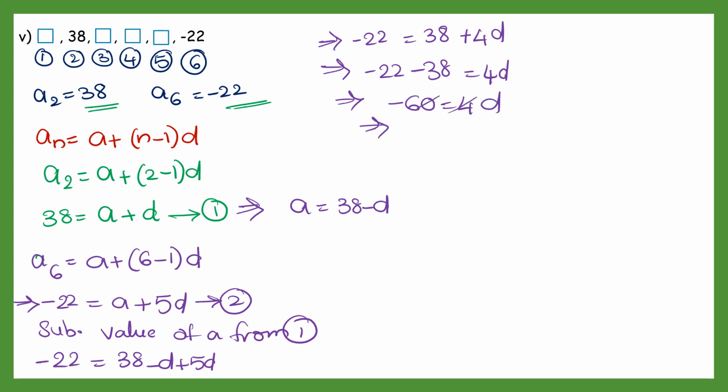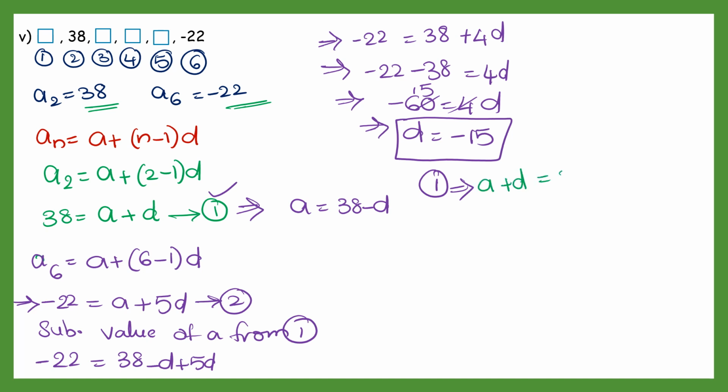So the value of D is minus 15. We got the value of D. Now from the first equation, A plus D is equal to 38. Substitute the value of D. You get A minus 15 is equal to 38. That means A is equal to 38 plus 15, since it becomes plus 15 on the right side. 38 plus 15 is 53. You got the first term as 53.